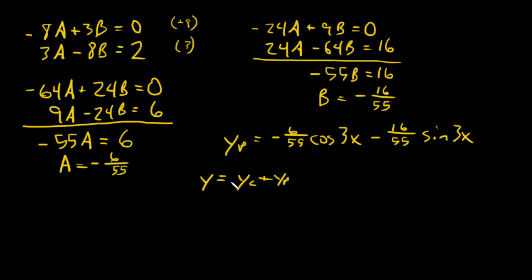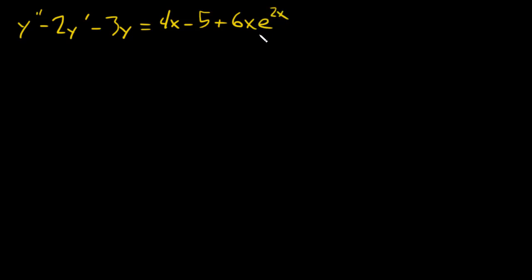Let's do one more, and this one let's do where we have an exponential as our non-homogeneous part. So let me clear this. Let's knock that one out. So y double prime minus 2y prime minus 3y equals 4x minus 5 plus 6x e to the 2x.